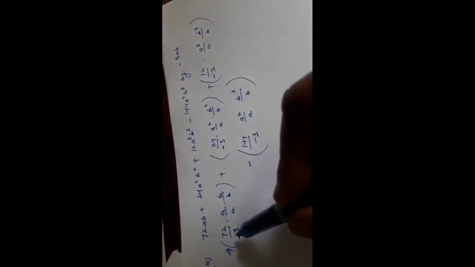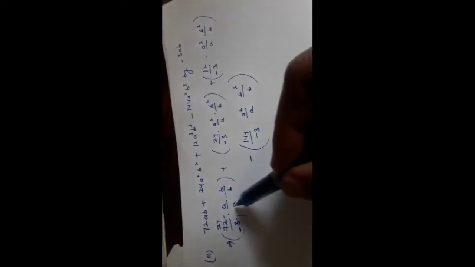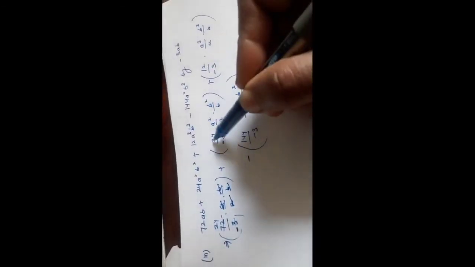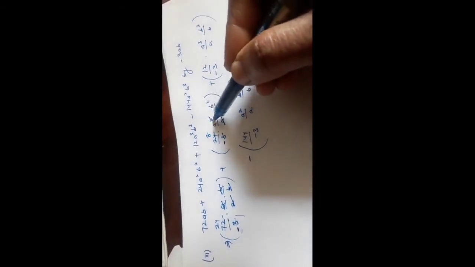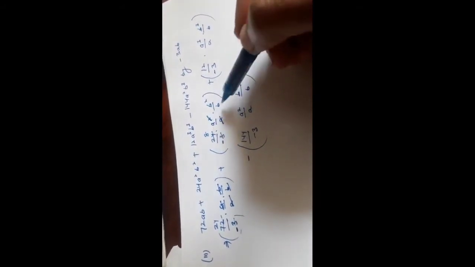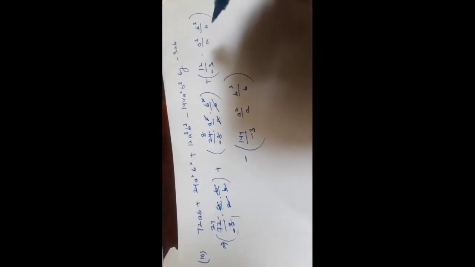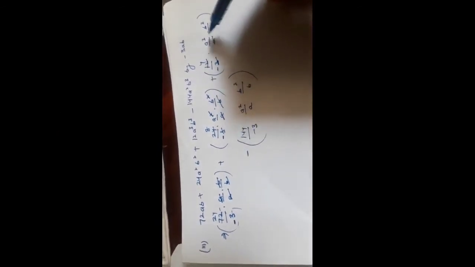So 3 ones are 3, 3 24s are 72. A will get cancelled with a and b will get cancelled with b. Now 3 ones are 3, 3 8s are 24. A will get cancelled with this a square, we will remain with a only, and b will get cancelled with b square and b will remain here only. 3 ones are 3, 3 fours are 12. A will get cancelled with a cube, we will remain with a square. B will get cancelled with b cube, we will remain with b square.